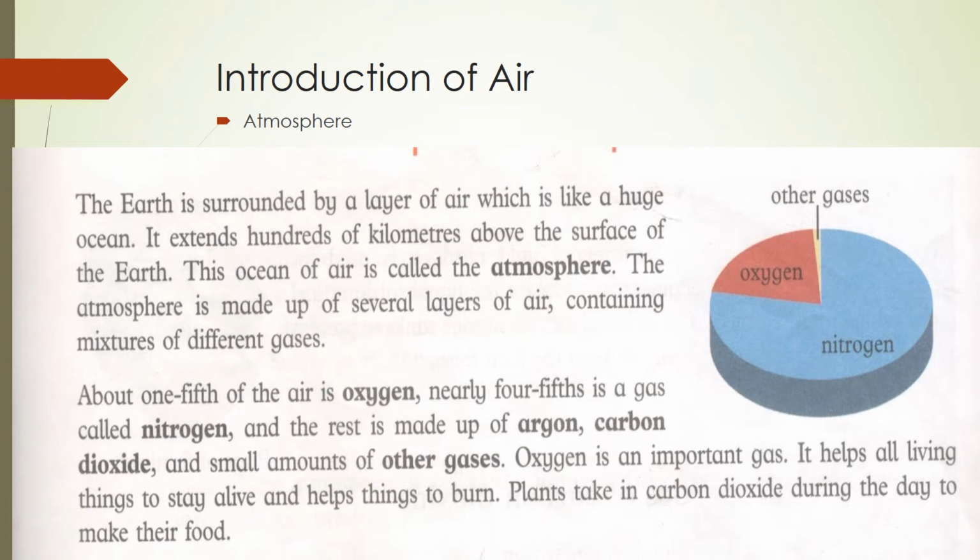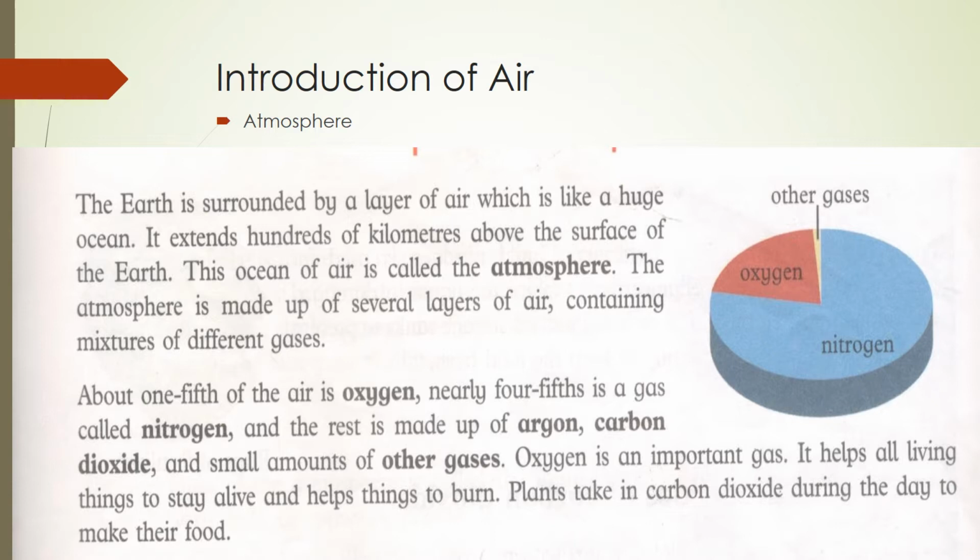First, introduction of air. The earth is surrounded by a layer of air which is like a huge ocean. It extends hundreds of kilometers above the surface of earth. This ocean of air is called atmosphere. The atmosphere is made up of several layers of air containing a mixture of different gases.